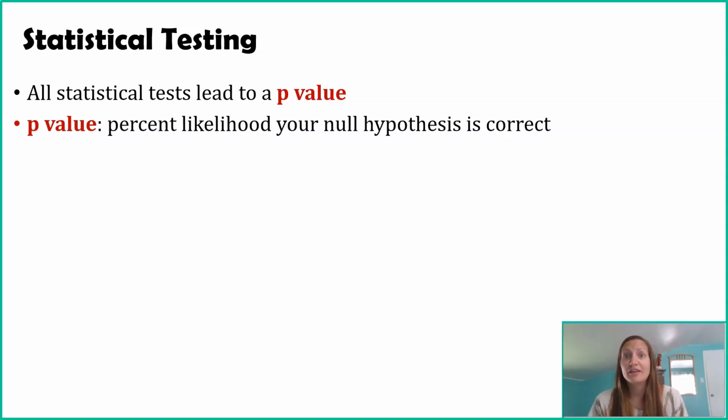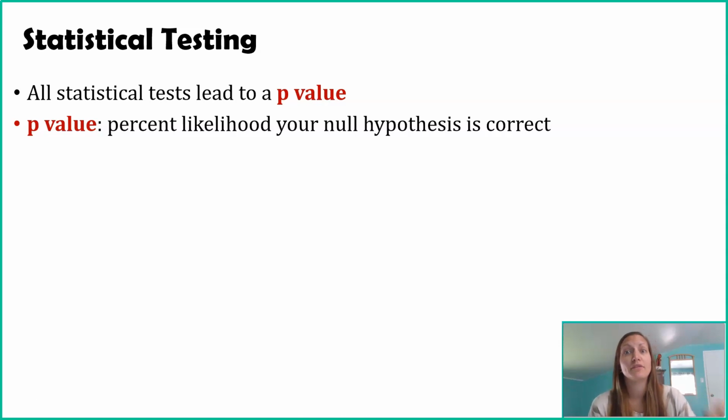Now, a statistical test is honestly just a whole bunch of algebra, and it just tells us something statistically. So there's different types of tests depending on your data, but no matter what your question is, no matter what your data is, all statistical tests are going to lead to a single value. And this value is called the p-value. And the p-value, the p stands for probability. It's essentially what's the likelihood your null hypothesis is correct.